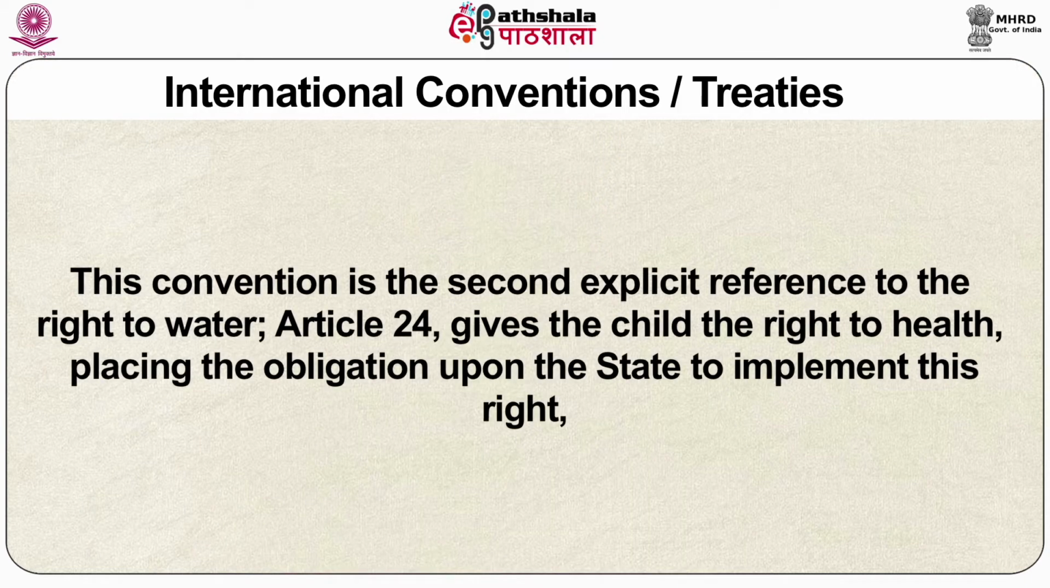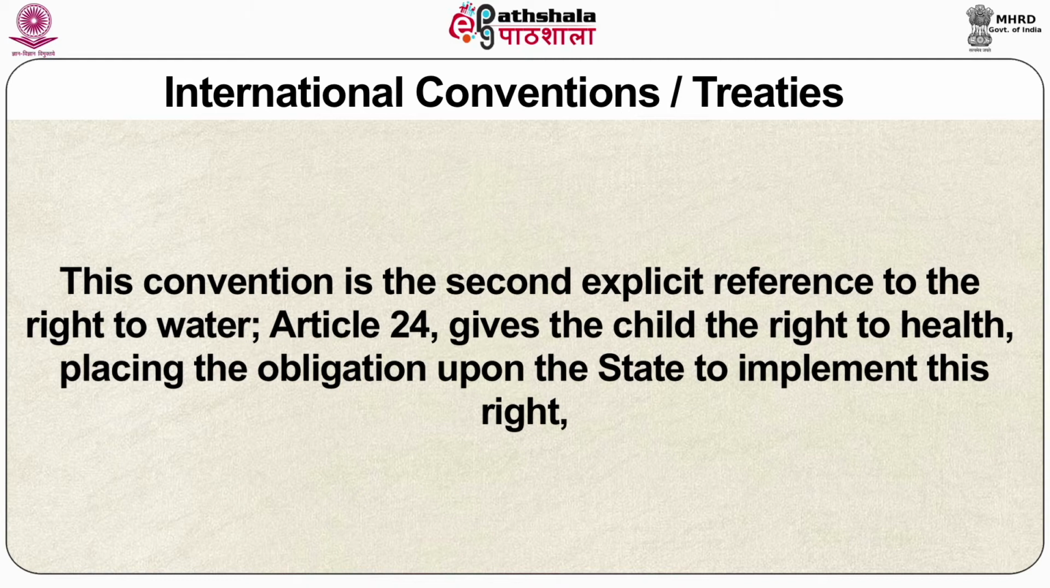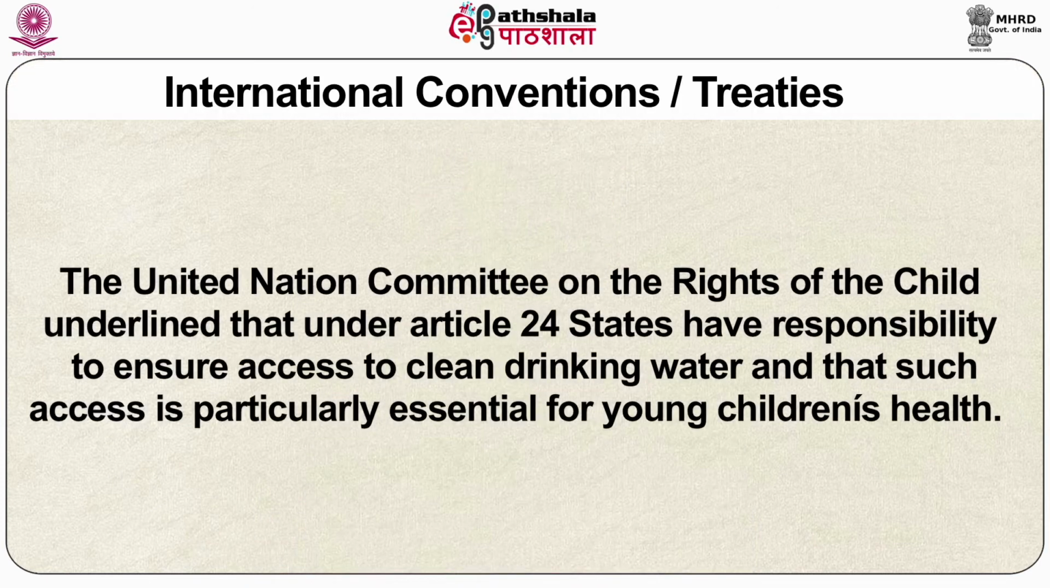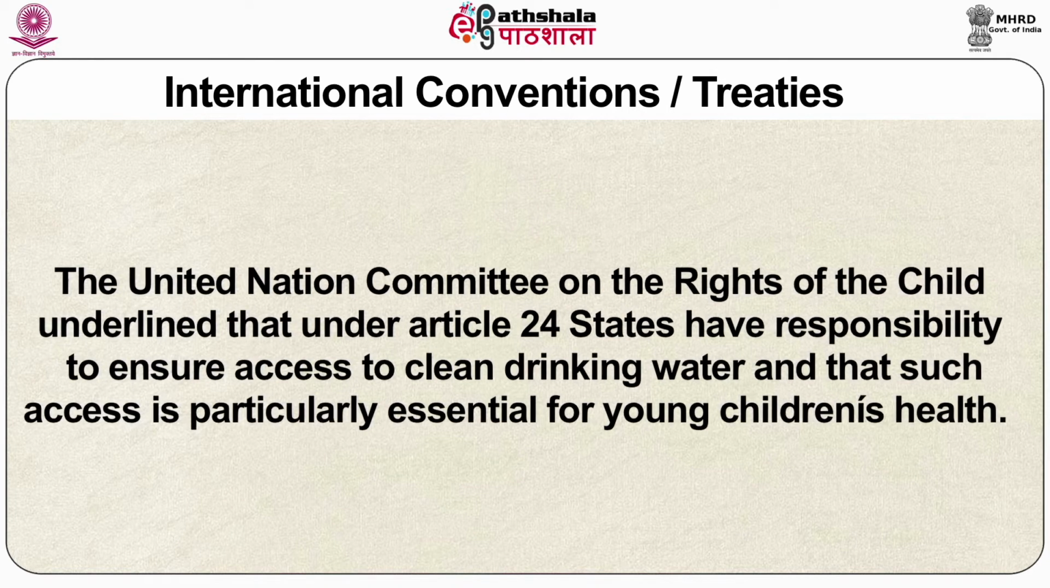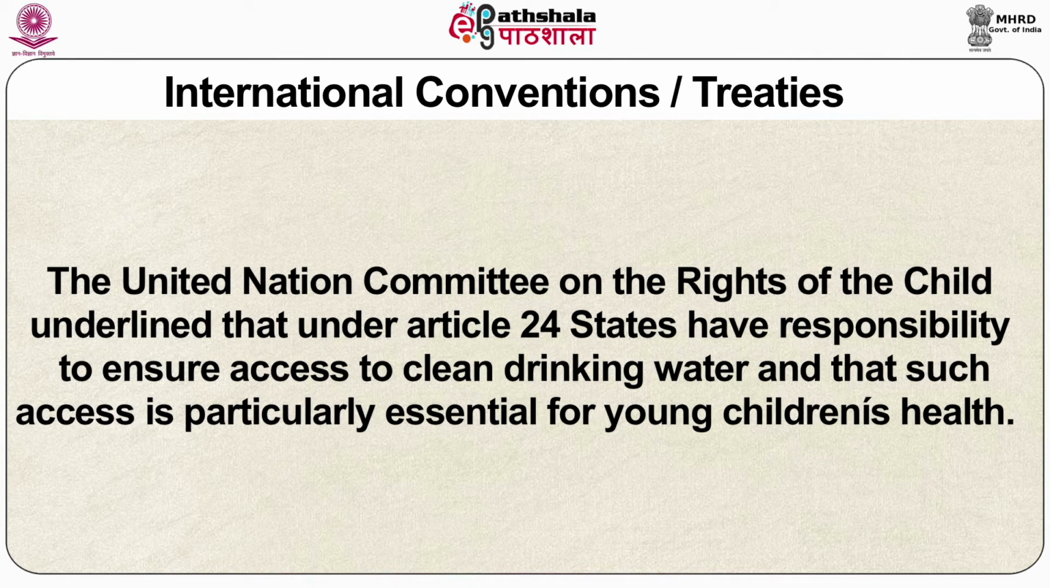This convention is the second explicit reference to the right to water. Article 24 gives the child the right to health, placing the obligation upon the state to implement this right, especially through appropriate measures to combat disease and malnutrition, through the provision of adequate nutritious food and clean drinking water. The United Nations Committee on the Rights of the Child underlined that under Article 24, states have the responsibility to ensure access to clean drinking water, and that such access is particularly essential for young children's health.